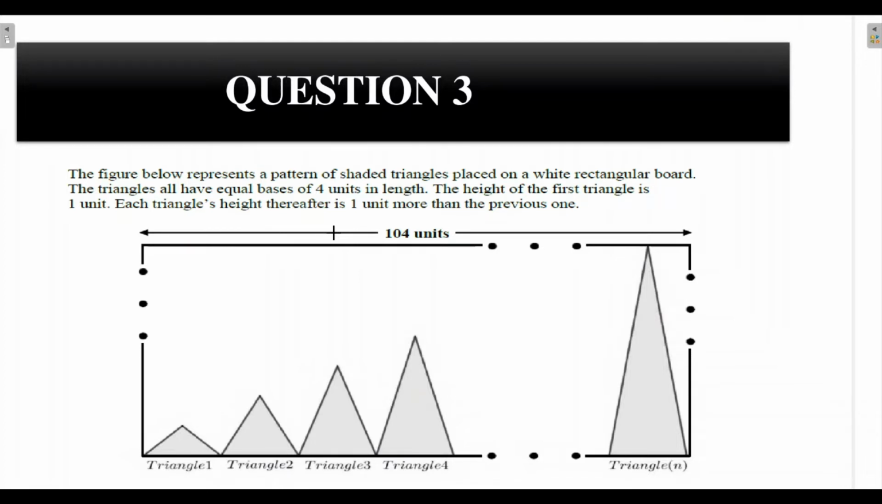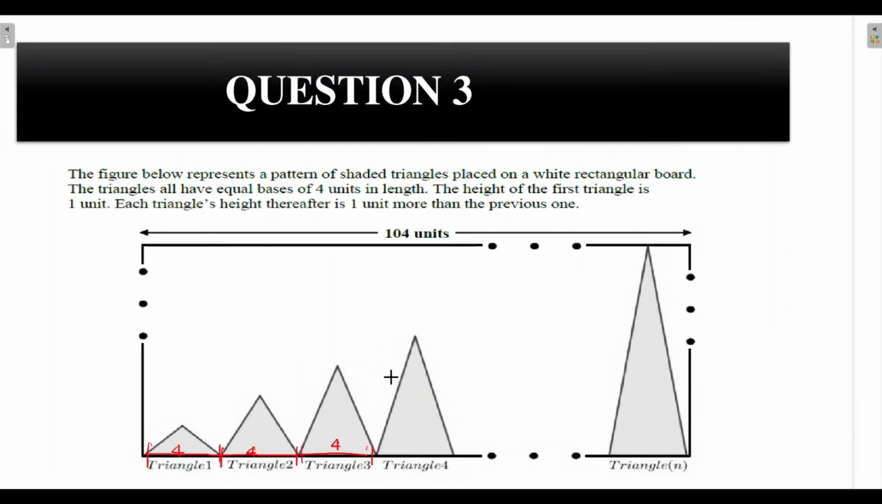Okay, so let's quickly analyze what this question is telling us. We've got a pattern of shaded triangles, and they are placed on a rectangular board. The triangles all have equal bases. So the base of triangle 1 is equal to 4 units. Base of triangle 2 is also equal to 4 units. Base of triangle 3 is equal to 4 units. So all these bases are actually equal to 4 units.